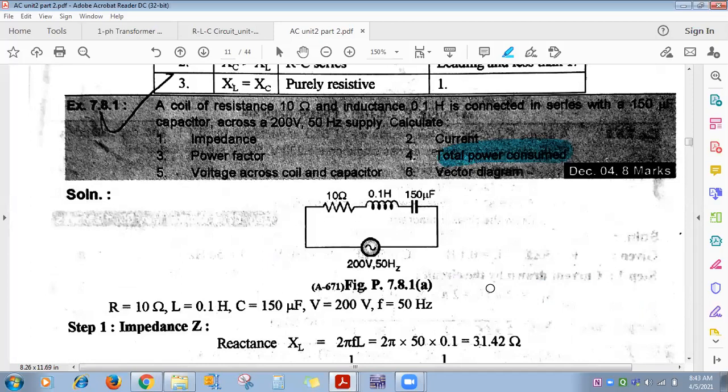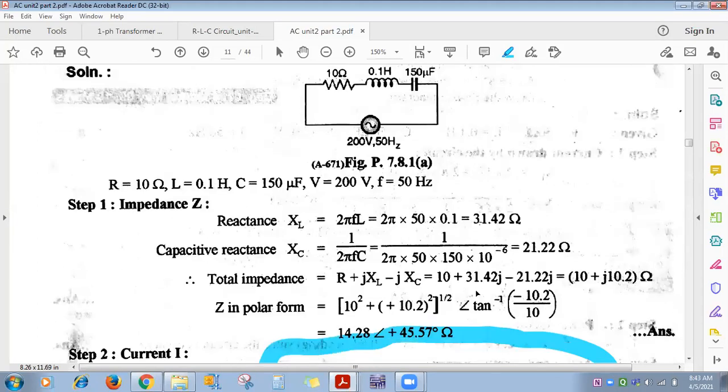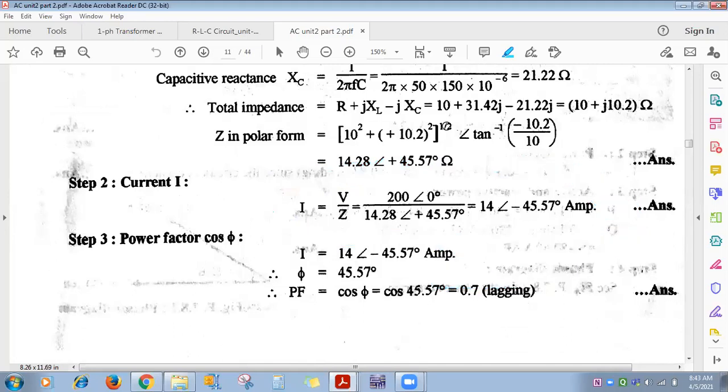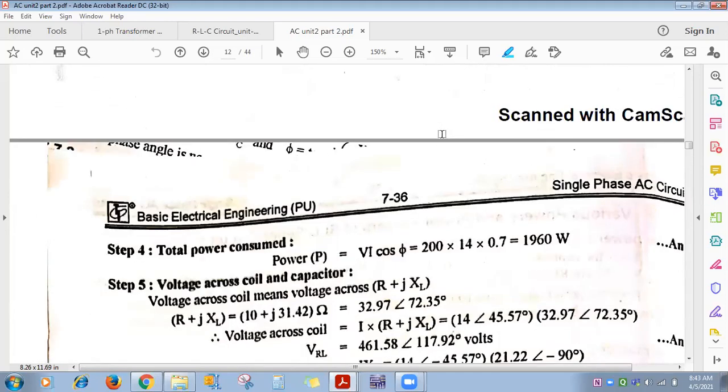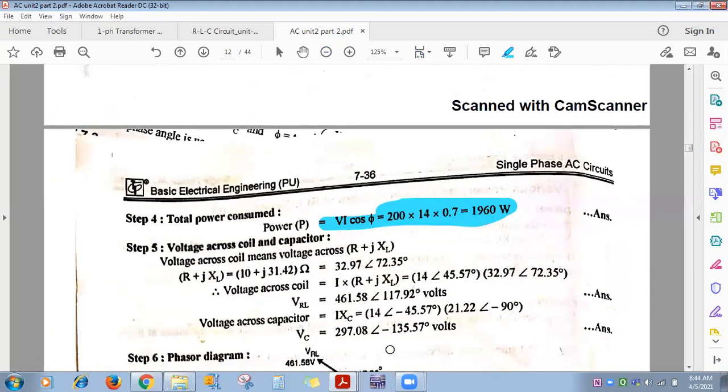Total power consumed. Power consumed means which power? Active. Active power you have to calculate. So active power is VI cos phi. Total voltage we know, total current we know, cos phi we know. So unit will be watt. Got it? Any difficulty with active power?